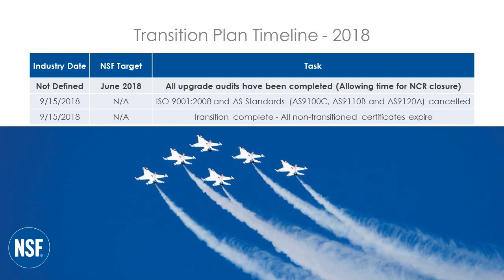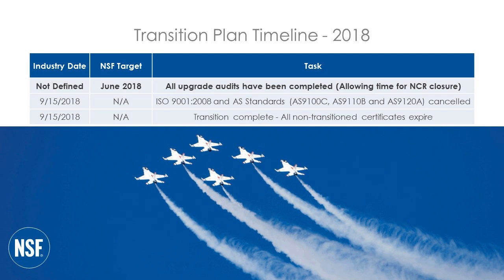And the driving force behind that is the September 2018 deadline that's been imposed by the IAF for transition to 9001:2015. As you can see, 9001:2008 and the associated AS standards, meaning AS9100C, 9110B, and 9120A, are canceled as of the 15th of September, meaning if you're not done with your audit, corrective action is closed, and the CB review process is completed by 14 September, your certificate expires and you get to start over again.